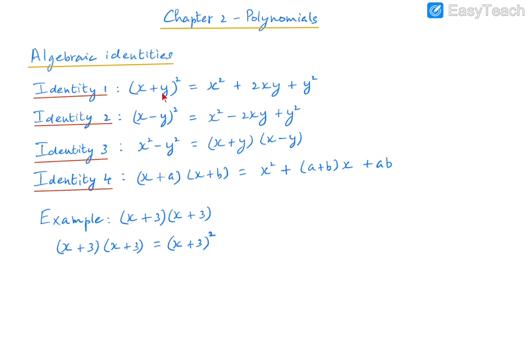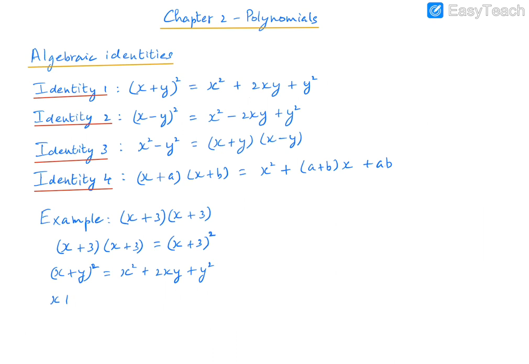It's x plus y the whole square. In place of y, we have 3. So we can use identity 1 to simplify this. So x plus 3 the whole square is taking the form of x plus y the whole square, which is x square plus 2xy plus y square.